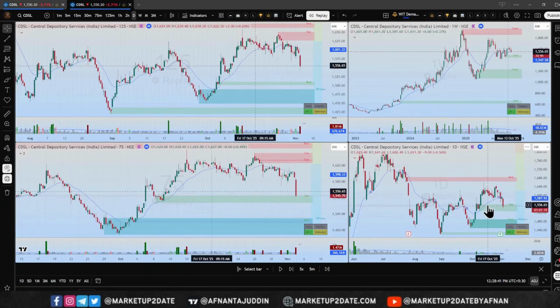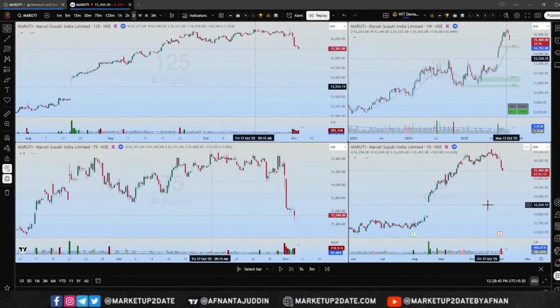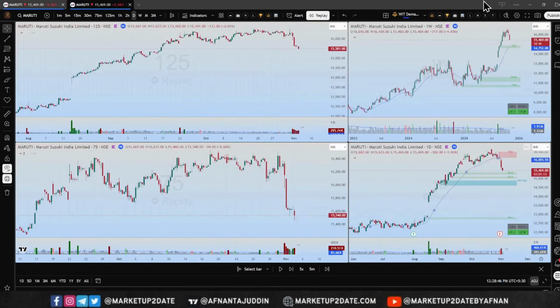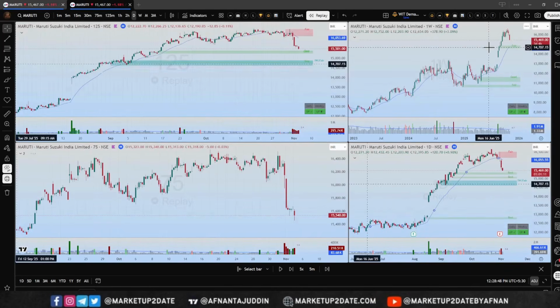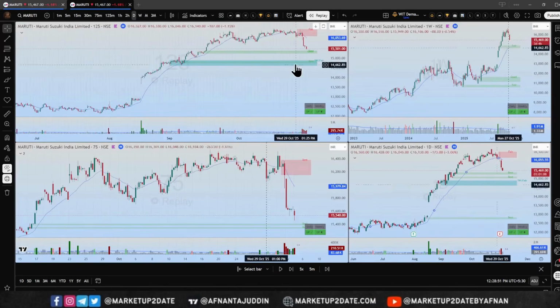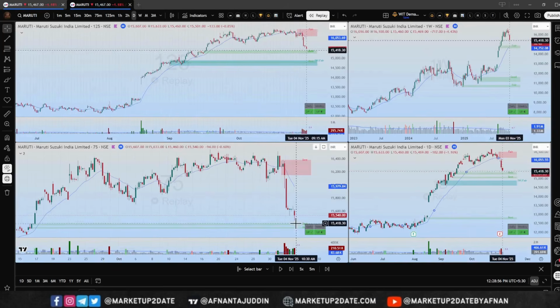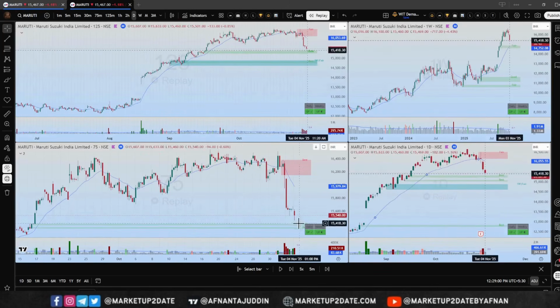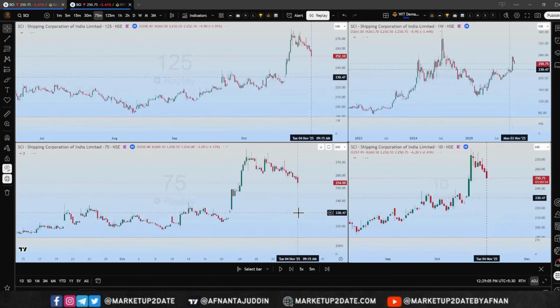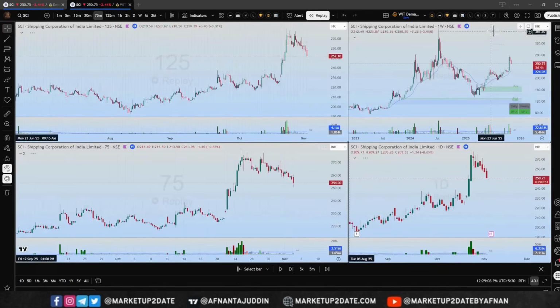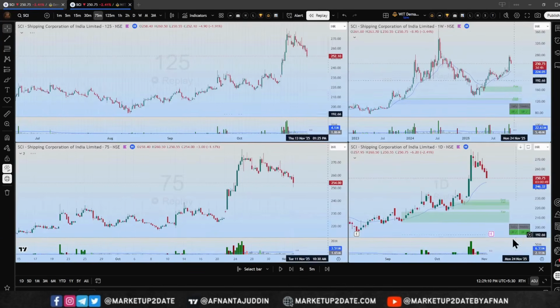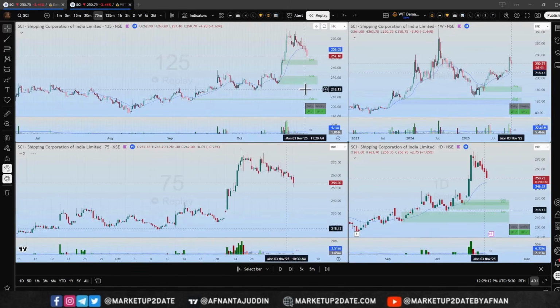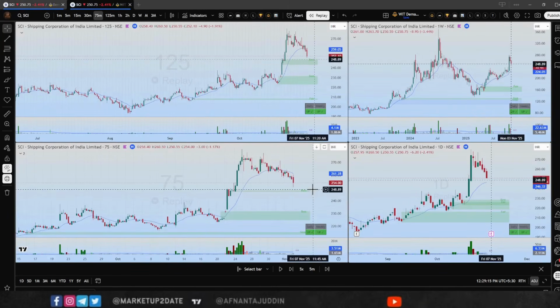Third stock is Maruti. On weekly, no supply zone above and daily trend is up. Price is approaching 125-minute and 75-minute demand zones. Daily time frame also has a demand zone and both intraday zones are nested inside daily. Fourth stock, SCI Shipping Corporation of India. Weekly has no supply above, daily trend is up and price is approaching high quality 75-minute and even 125-minute demand zones.